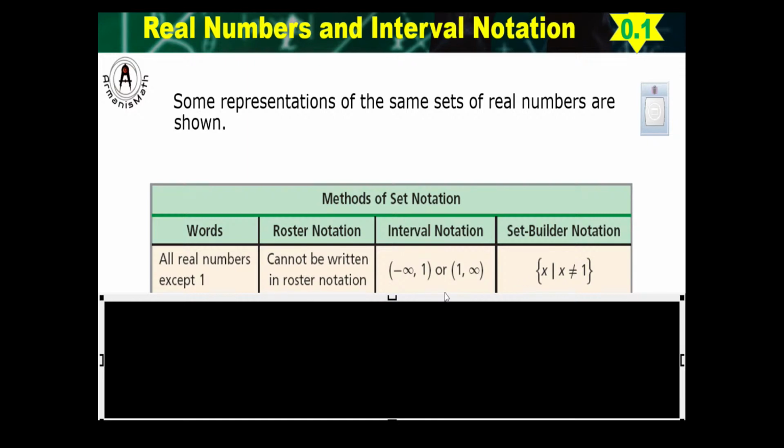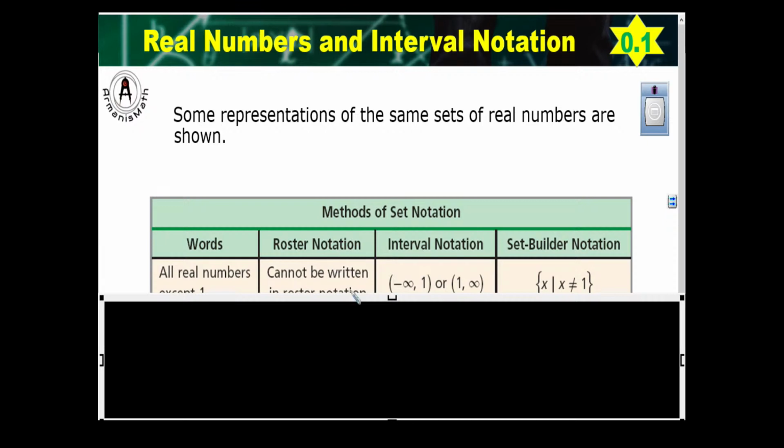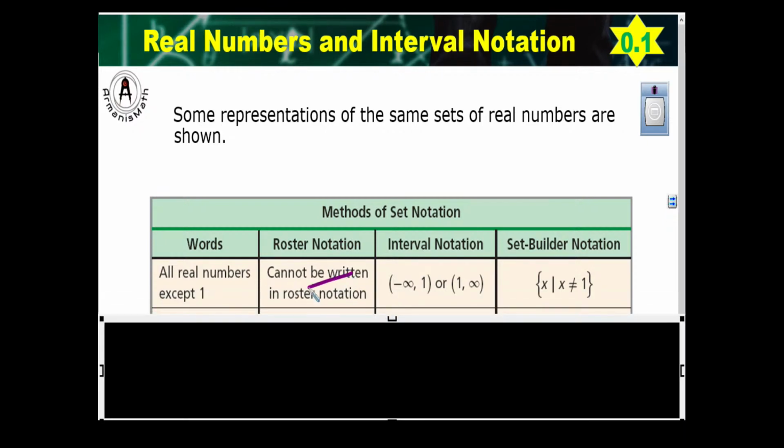Okay, so first of all, let's take an example. It says all real numbers except one. Okay, all numbers except one. It's really hard to put that in a roster. I mean, do you want to put 0, -1, -2? Do you want to put 5, 100, 1 million? There's too many to number here. That's why roster notation is not used for things that are too big to count, or an infinite number of things. It's cumbersome. So in this case, we're not going to use roster notation. That's not going to help us here.